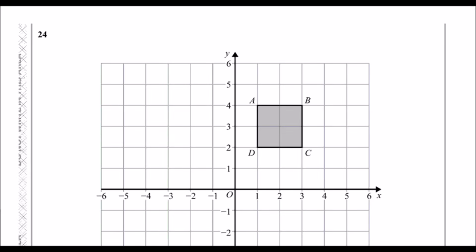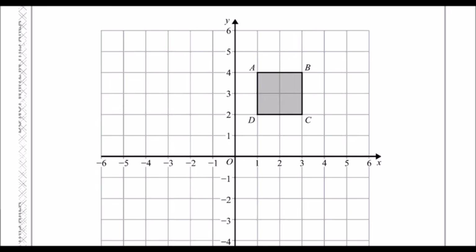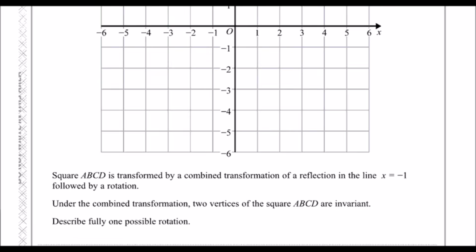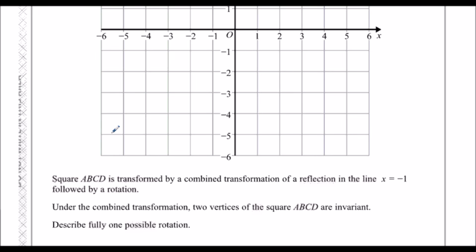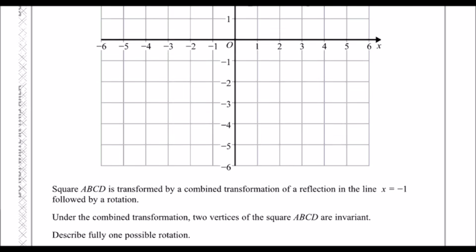Question 24. So we've got a square ABCD drawn for us, and we're told it's transformed by a combined transformation of a reflection in the line x equals -1, followed by a rotation. Under the combined transformation, 2 vertices of the square are invariant. That means they haven't moved. So after both transformations, 2 of the points are back where they started. Describe fully one possible rotation.